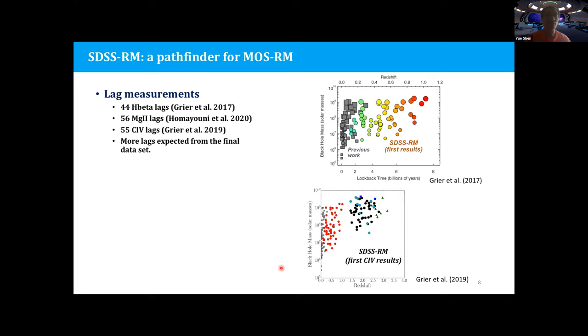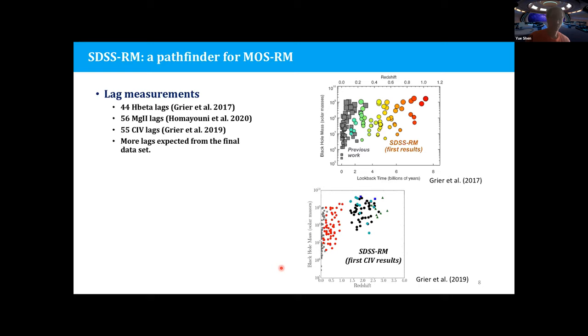On the right, I just show you the redshift distribution of the SDSS lags measured for the H beta lags and also the carbon 4 lags from Gray et al. 2017 and 2019. The most important thing to note is that with SDSS, we really expanded the redshift regime of reverberation mapped AGN and quasars to redshift as high as 3, and also demonstrated that carbon 4 does reverberate at high redshift. So potentially we can use those results to measure black hole masses near the peak of quasar activity around redshift 2 or 3.